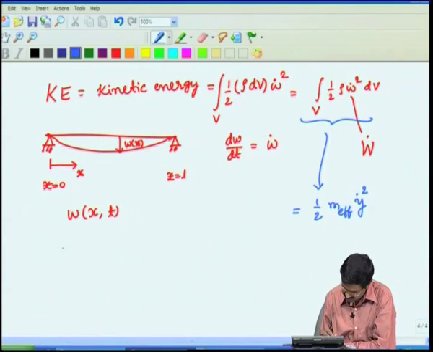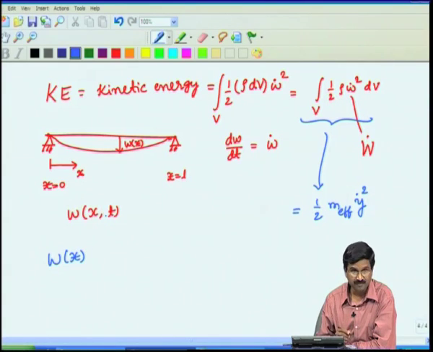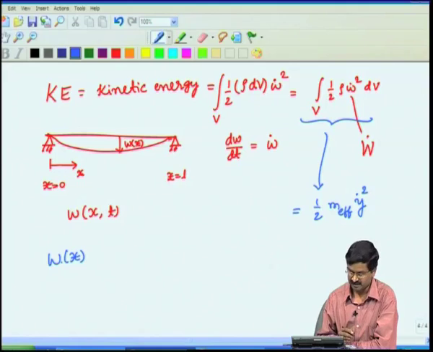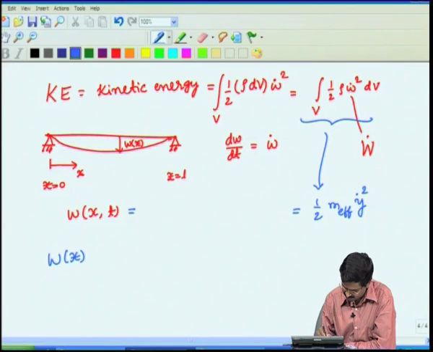So, now this W of x that we are talking about here can be written. I am not writing the time dependence, just writing the x dependence, because we can write this W of x as something that depends only on x and then something that depends only on time.